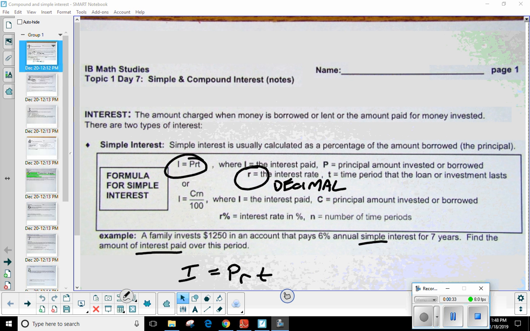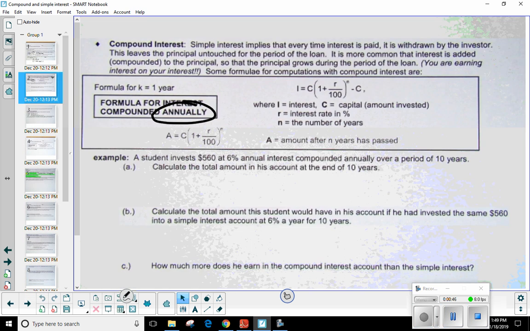Okay. All right. Well, let's see how far we can get with compound interest today. We introduced it yesterday. We talked about simple interest, compound interest annually specifically, and I don't think we got further than that, did we? Did we work this example? No, we have not yet. Okay. So let's go ahead and start here.